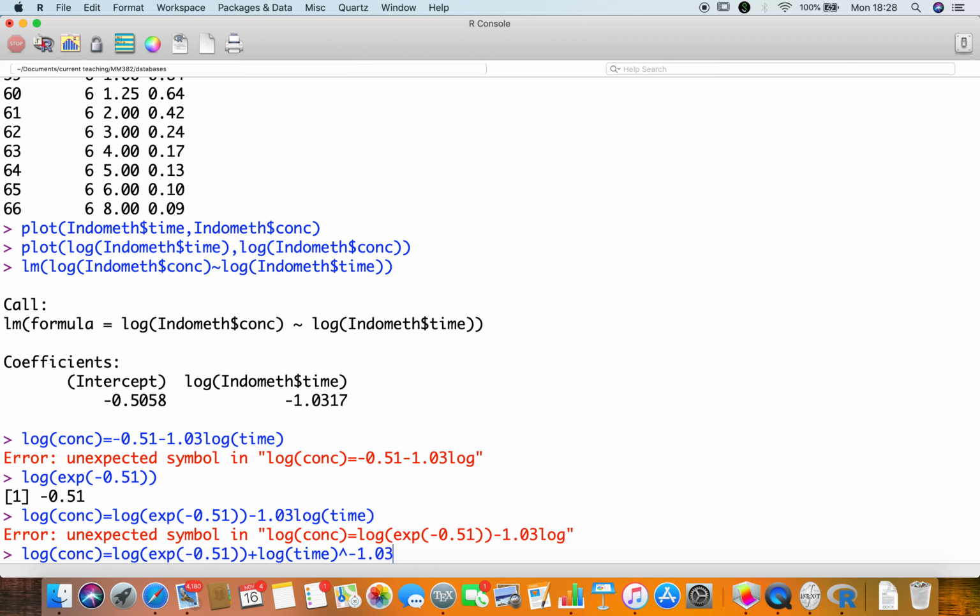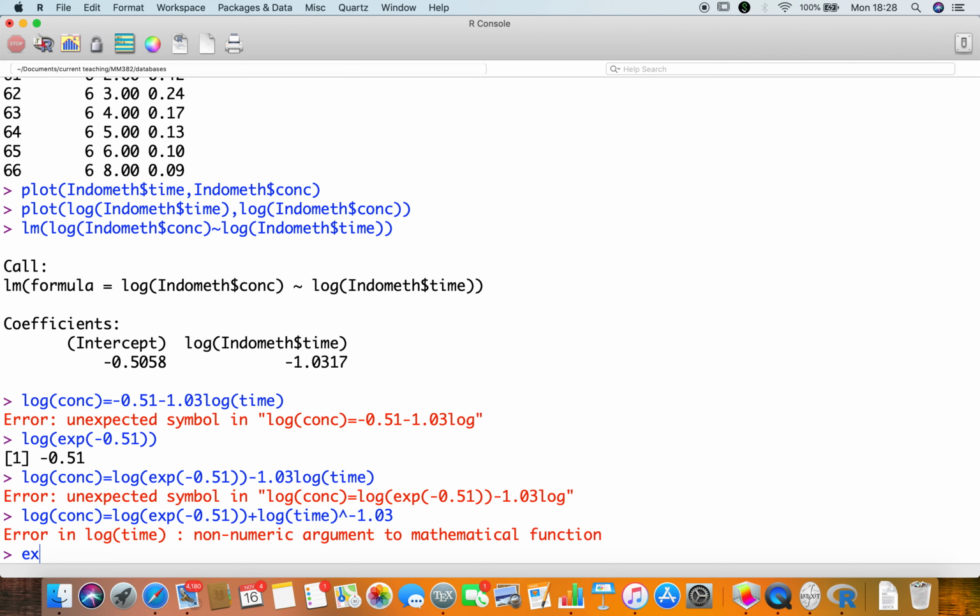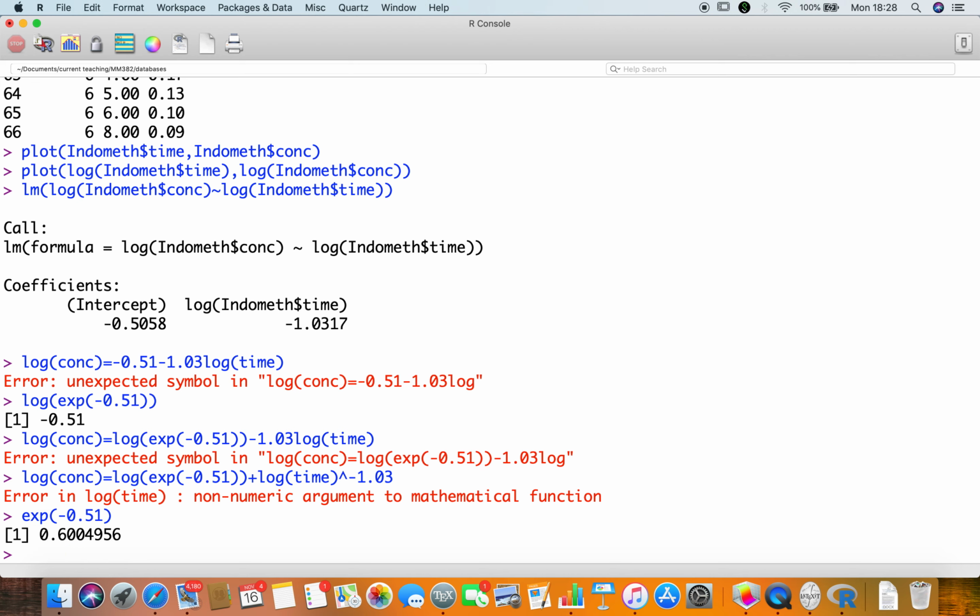Now, guys, what I have here is the log of concentration, which is the log of exponential 0.51 plus the log of time to the power of minus 1.03. I can calculate what exponential of minus 0.51 is. I'm going to do that here. So I get 0.6 essentially. So if I go back up here, I'm going to rewrite this. Stay with this, guys, it's coming to an end. All right, so I can write this as 0.6.